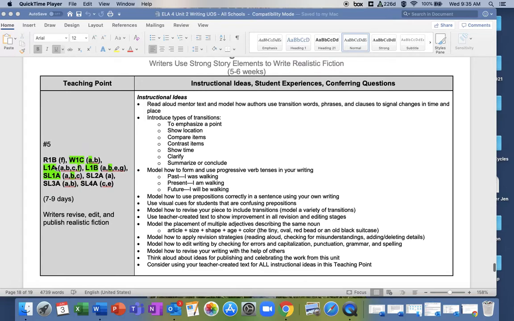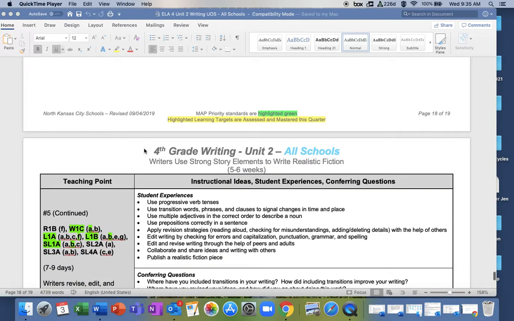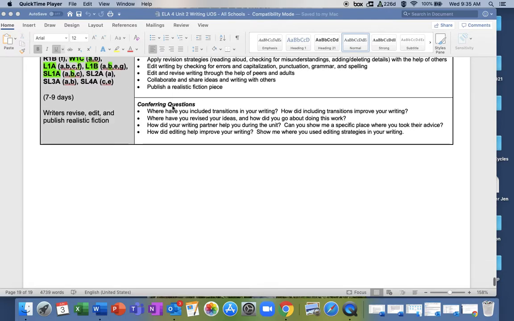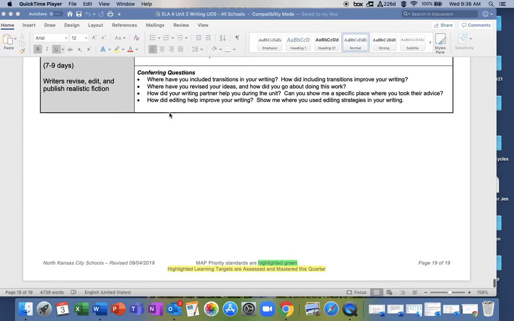And then now we're on to teaching point 5. Again, this is stretched over 7 to 9 days. This is where your writers will be revising and editing to get ready to publish the realistic fiction. So again, instructional ideas that you can use during your focus lessons. More student experiences, what the students will be doing when they're working independently. More sample conferring questions that you can use to guide your conferring time.